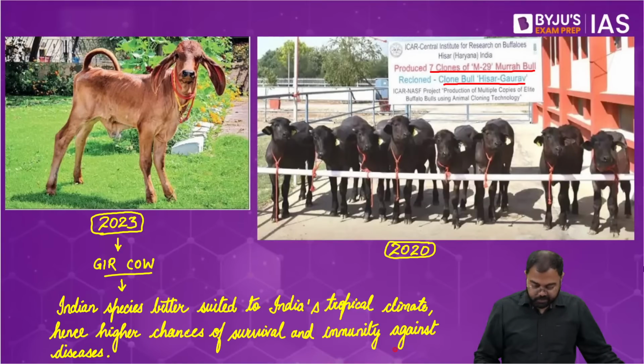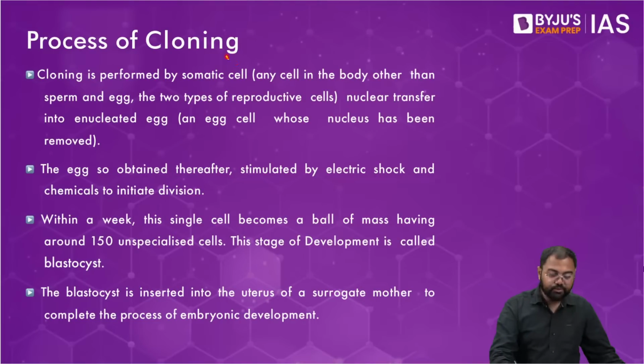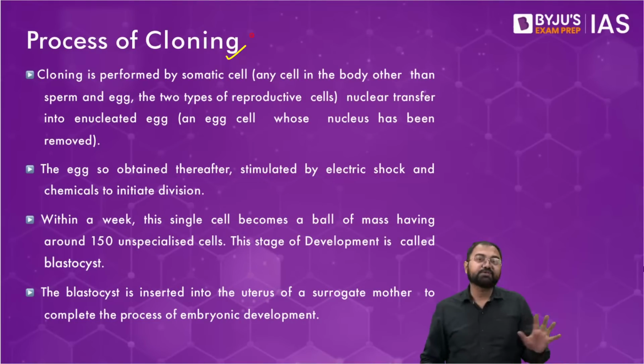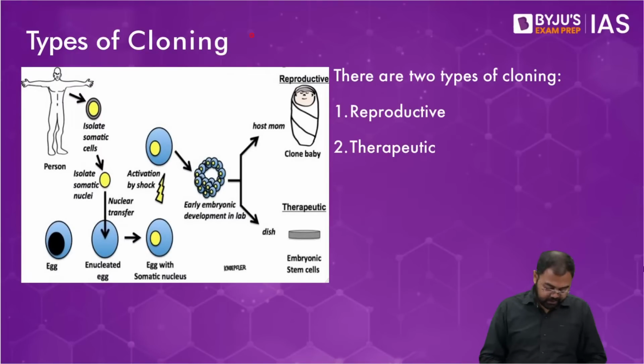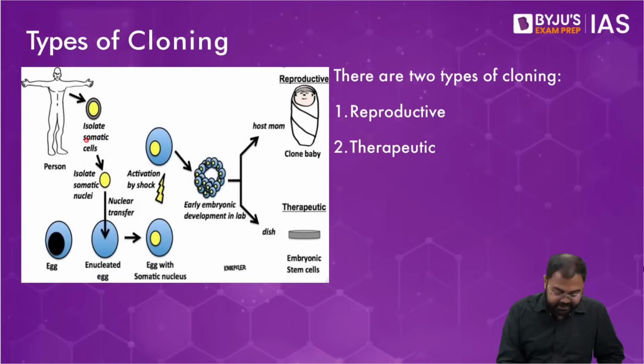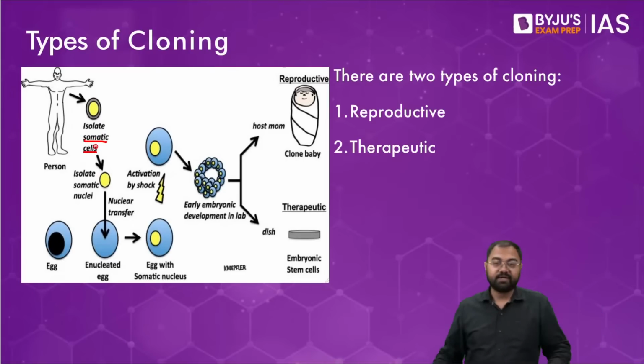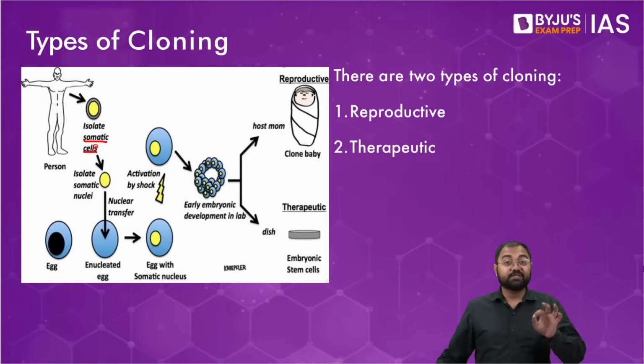Now, how exactly do we do cloning? What is this process of cloning that we do? So let's try to understand with the help of this diagram. So first and foremost, when it comes to cloning, we'll first have to isolate certain cells which are called as somatic cells. All right. First, we have to isolate the somatic cells.